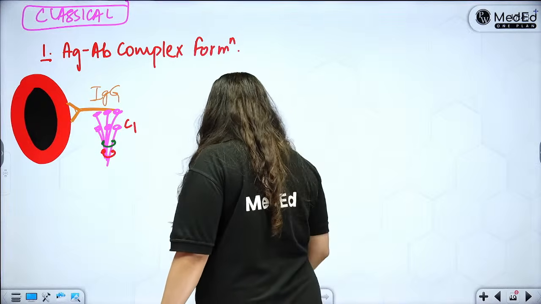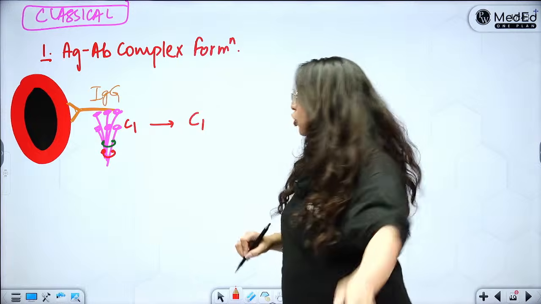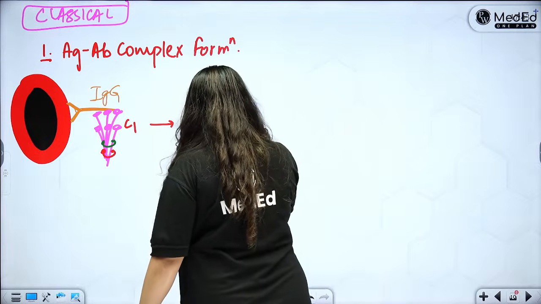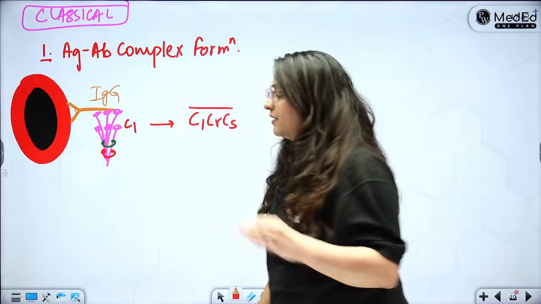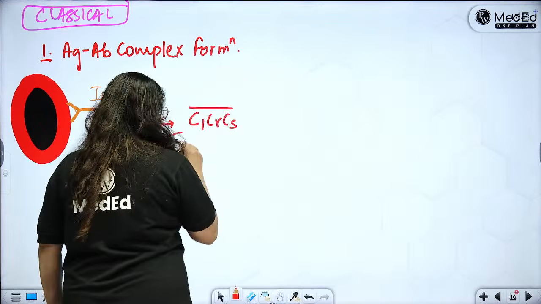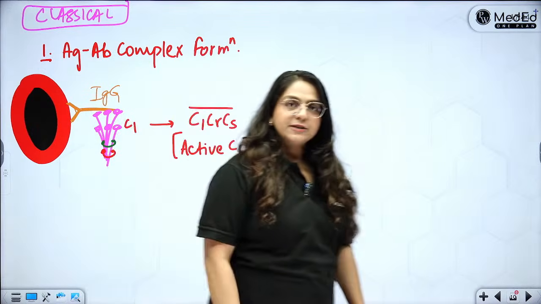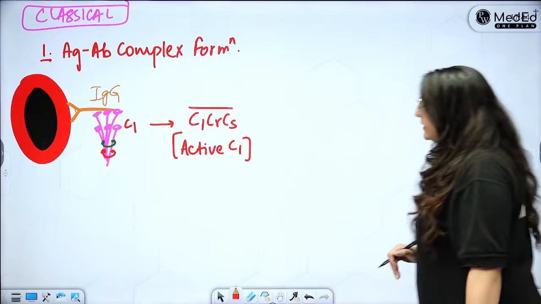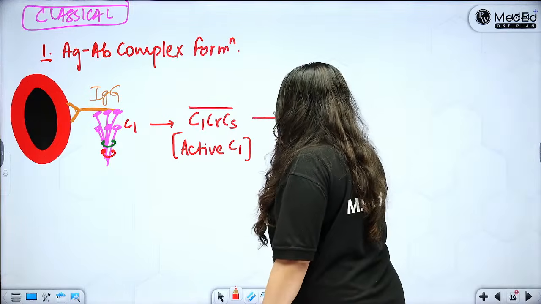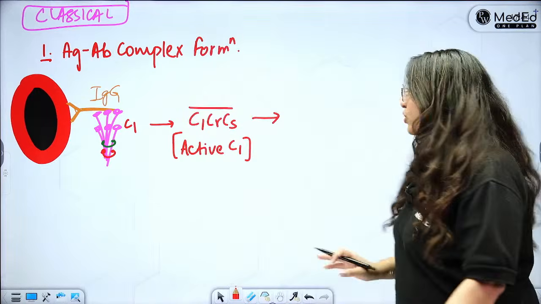How do we denote an activated C1? We denote it with a bar on top. So C1 along with its CR and CS unit have gotten activated. So this is an active C1. Alright. When this C1 gets activated, that is going to kick start another pathway. Now it is going to kick something further ahead.